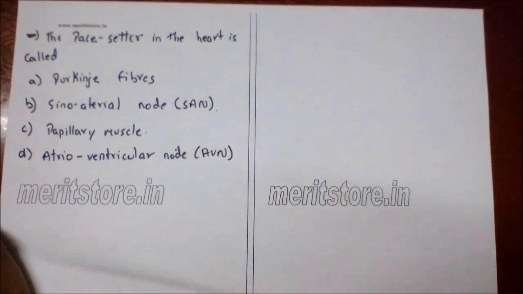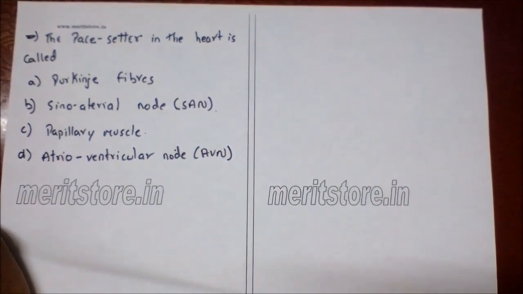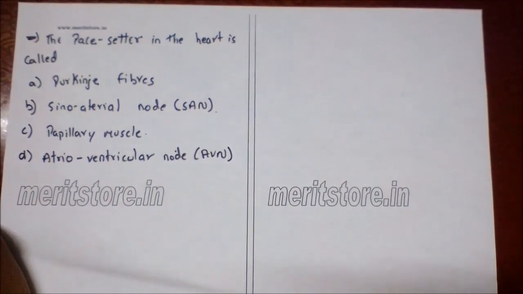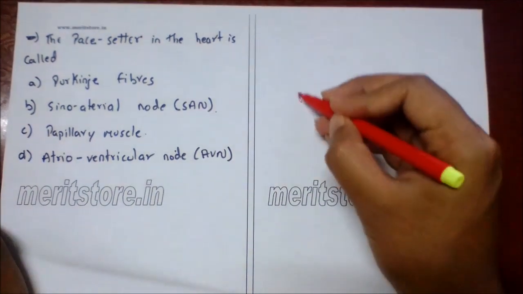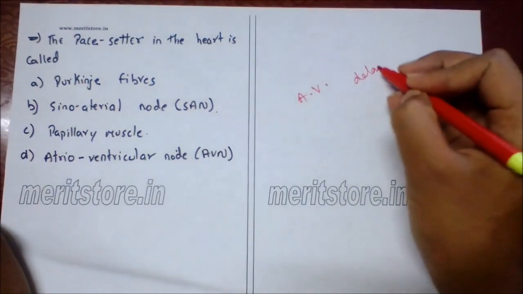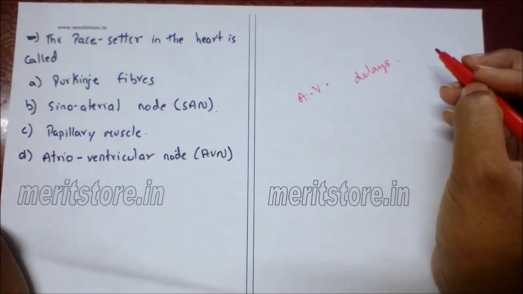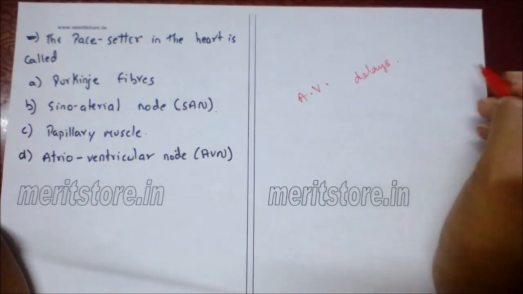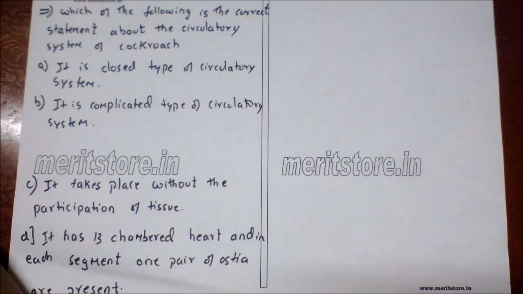The pacesetter of the heart is A. Purkinje fiber, B. sinoatrial node, C. papillary muscles, D. atrioventricular node. So the AV node, that is atrioventricular node, delays the impulse of contraction before transmitting it to the ventricle, and thus sets the time interval between contraction of auricles and ventricles. So option D is the correct answer.